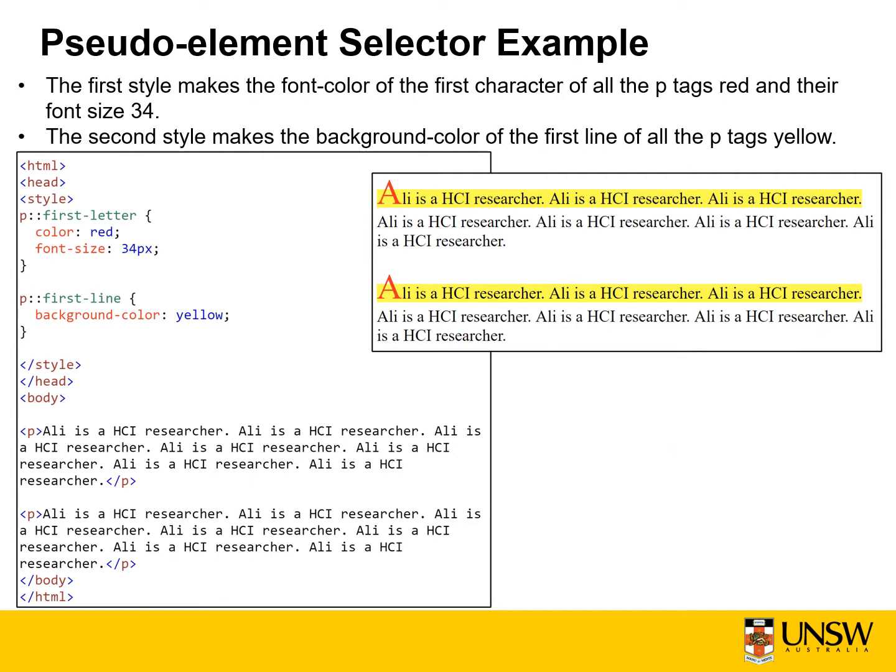As you know, pseudo-element selectors apply their style on a part of a tag. For example, the first style that we defined here makes the font color of the first character of all the p tags red and their font size 34. And the second style makes the background color of the first line of all the p tags yellow.